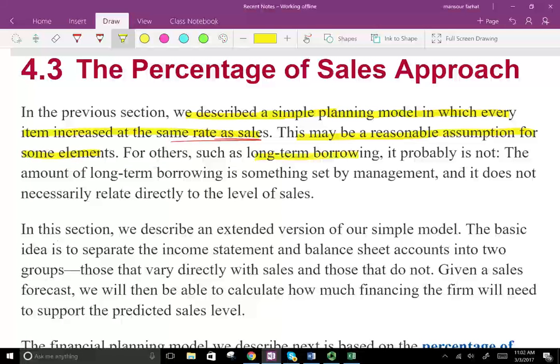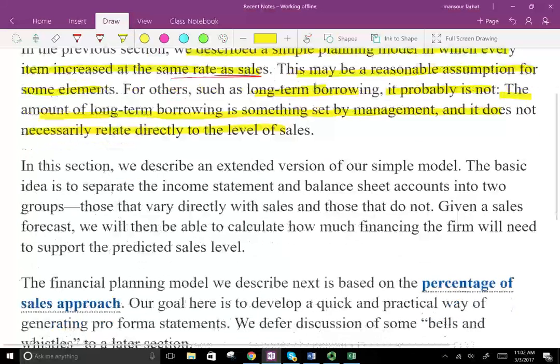For others, such as long-term borrowing, probably it's not. When sales goes up, you don't have to borrow more money. That's not necessarily true. The amount of long-term borrowing is something set by management, and it's not necessarily related to sales. Sometimes if sales goes up, you may have to borrow less if you're bringing in the cash. So there's no relationship. This is just one example.